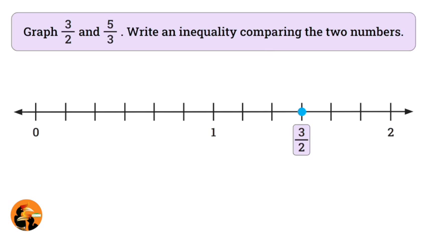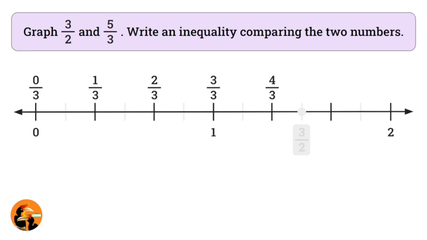Now let's find 5/3. Look for the marks that split the space between 0 and 1 into 3 equal parts, and the space between 1 and 2 into 3 equal parts. We'll ignore the other marks and look at these marks that split up the number line into thirds. We have 0 or 0/3, 1/3, 2/3, and 3/3, which is the same as 1 whole. Then we have 4/3, 5/3, and 6/3, which is the same as 2 wholes. Let's graph 5/3 here. Nice work.